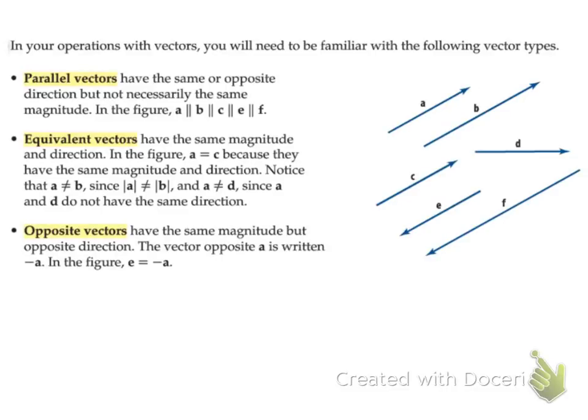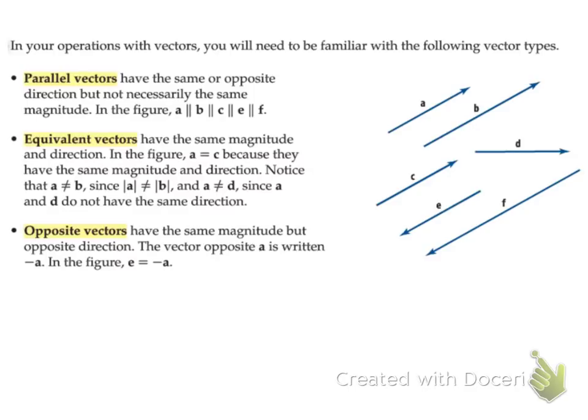So what we got here is 8.1, day 2. Day 1, we talked about what a vector was and how you sometimes can name it and what would be considered a vector and not a vector. So vectors have magnitude, they have a direction. We talked about two different bearings.